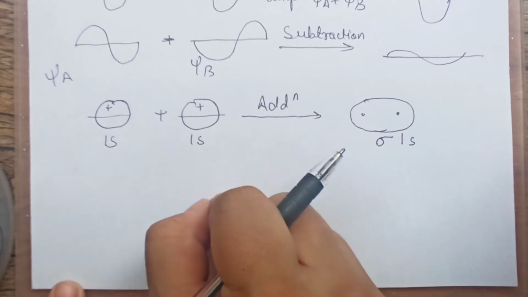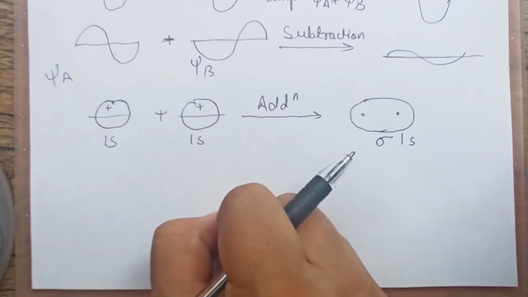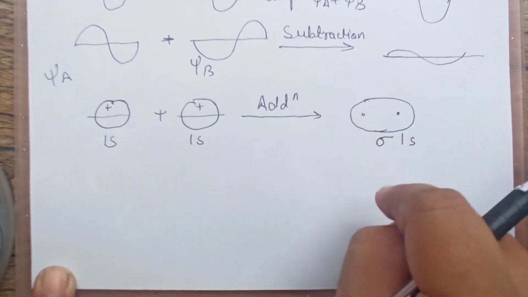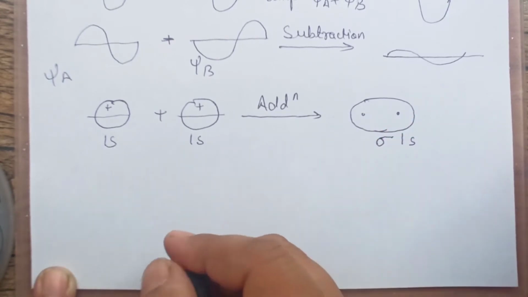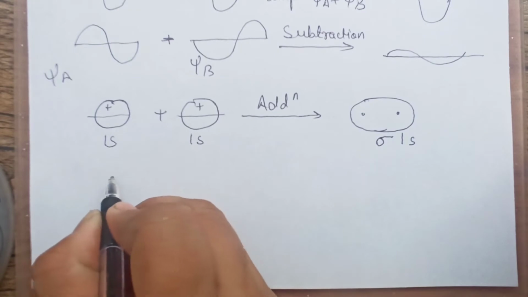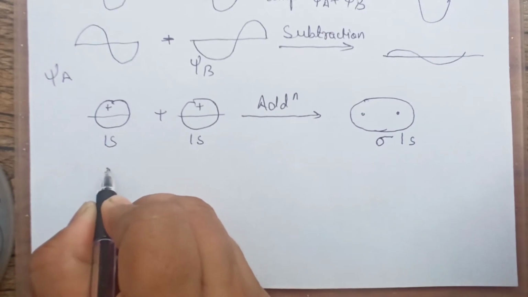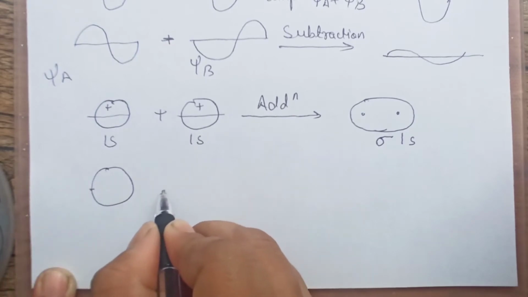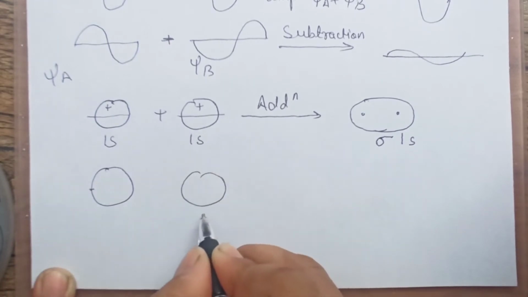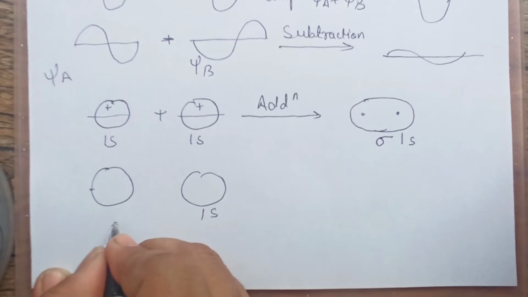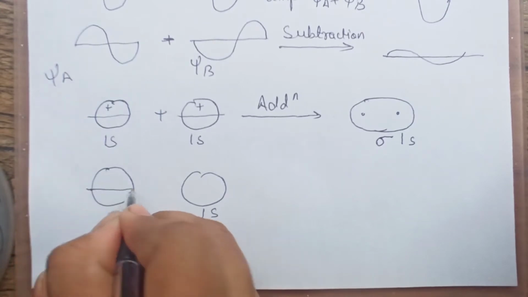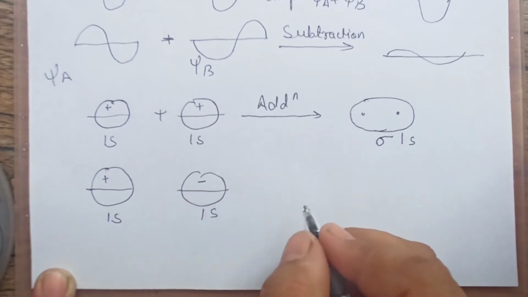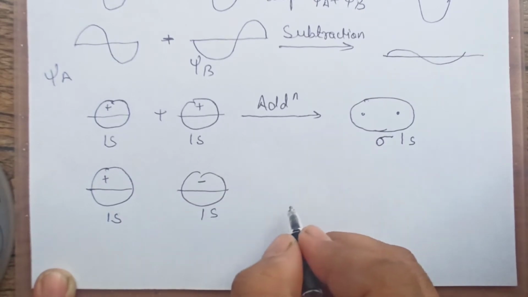As we said, there are two atomic orbitals. They will be combining and forming two new molecular orbitals. One is bonding and another one is anti-bonding. So how are we going to represent the anti-bonding molecular orbital? We will write them like this, 1s orbital and another 1s orbital. We'll be showing plus here, and for the other one we will be writing minus.